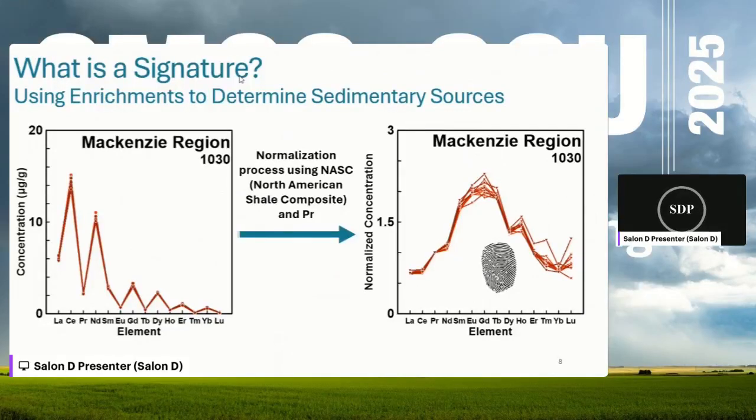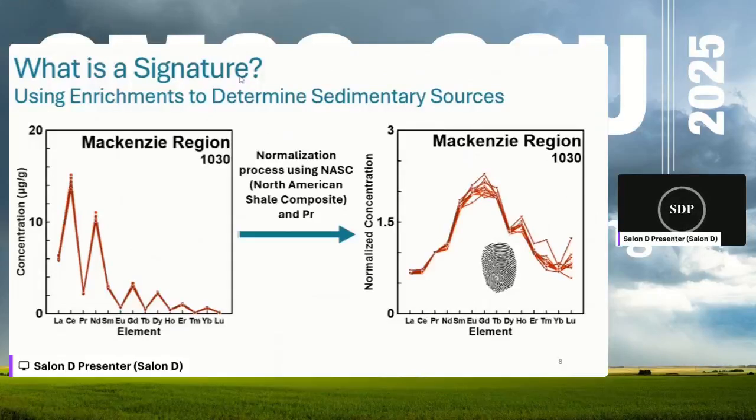So if we look at this one, I'll explain what we need to see, and then it's going to be easier for you to understand the rest. This is a signature in the Mackenzie region, and as we can see, there is a relative enrichment of medium rare earth elements compared to the light ones. This is representative of the weathering effect and the source of sediment in the Mackenzie region. It's like a fingerprint.